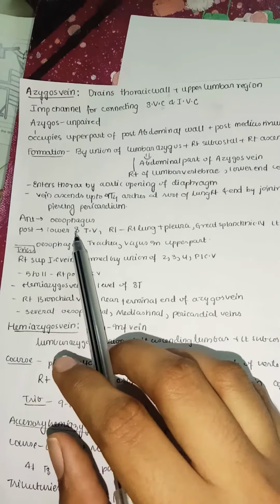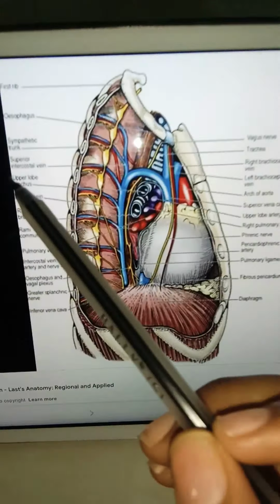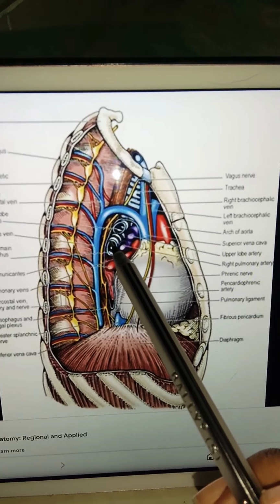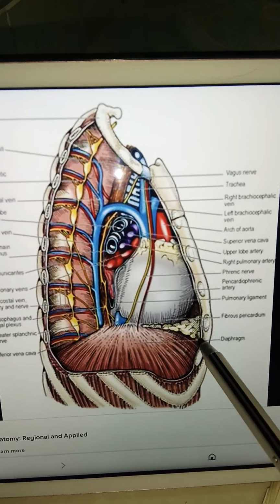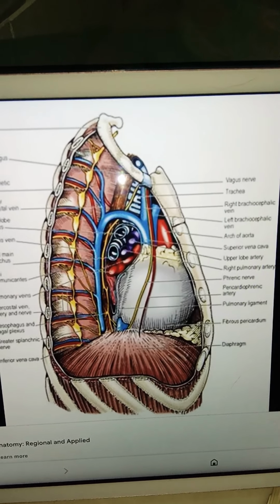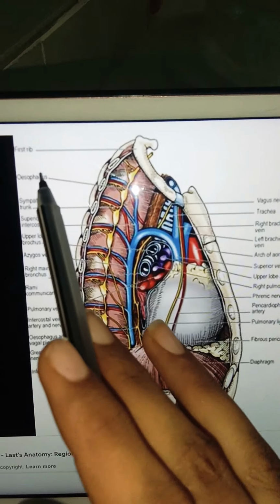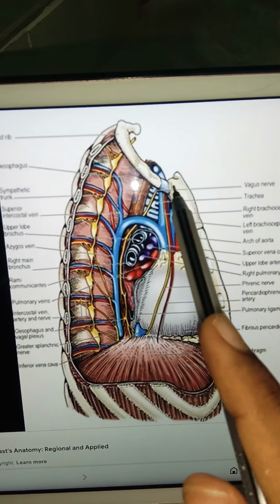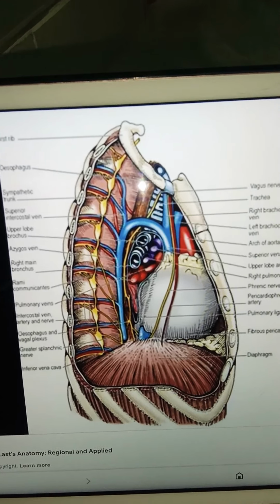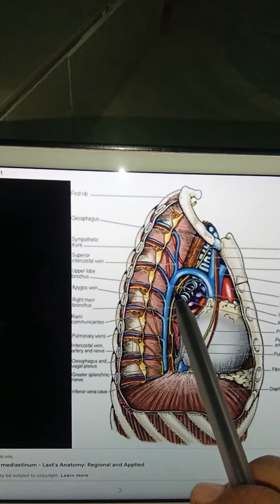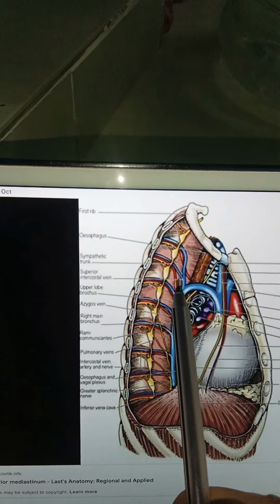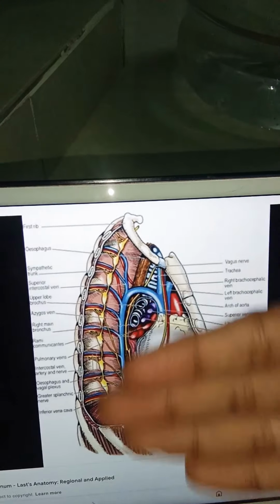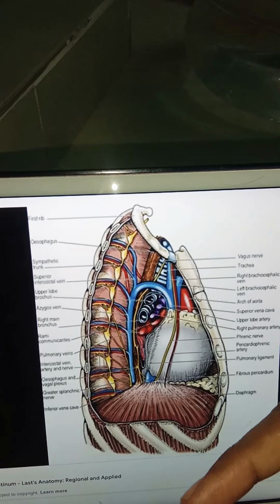Anteriorly it has the esophagus. You can see in this diagram this is the azygous vein, and anteriorly there is an esophagus over here. So this is the azygous vein, and posteriorly it has the thoracic vertebrae. You can see this is the right side, and back of it you have the left side.